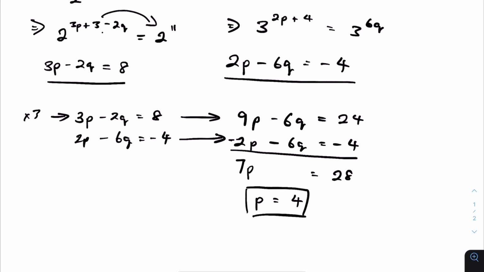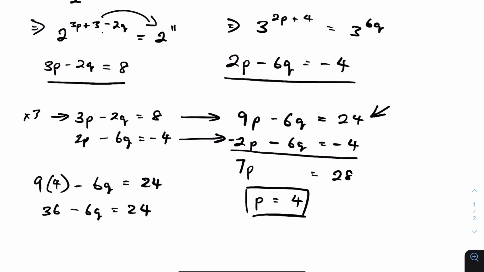Now let's find our value of q. So when p is 4, let's use this equation here. We can actually substitute p in. So 9 times 4 minus 6q is equal to 24. So 36 minus 6q is equal to 24, which means that 6q is equal to 12 and q is equal to 2. So as per our simultaneous equations, q equals 2 and p equals 4, and that's the final answer.